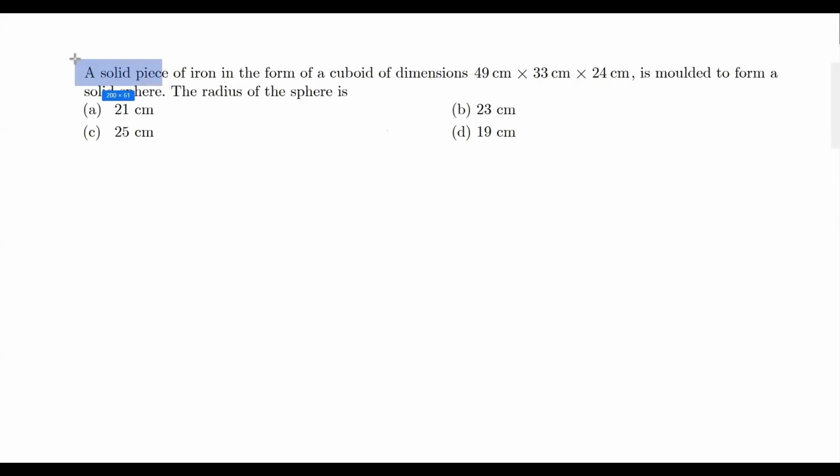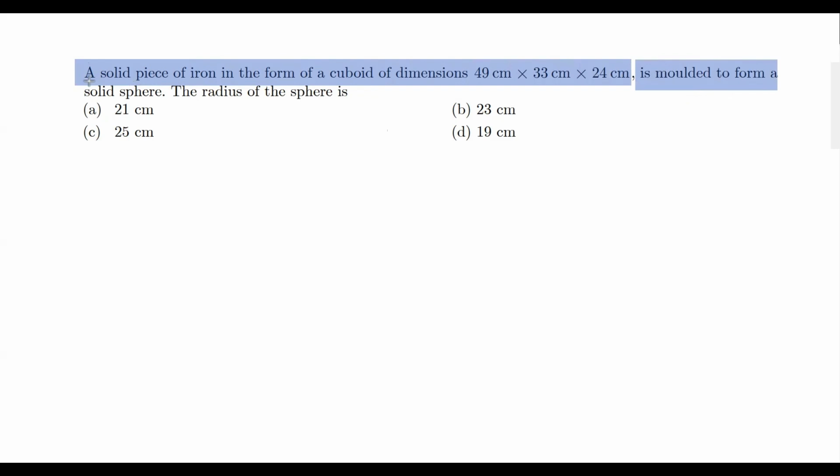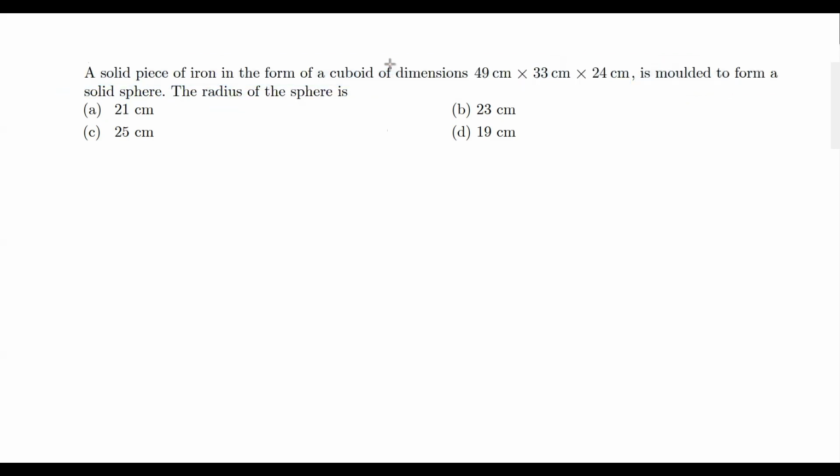The question says a solid piece of iron in the form of a cuboid whose dimensions are given is molded to form a solid sphere. We have to find the radius of this sphere. So what you can see is that we actually had a cuboid, right? This is a solid piece of iron in the shape of a cuboid, and it is reshaped in the form of a sphere. So one thing is very clear: their volume has to be the same, as when we recast one shape into another.